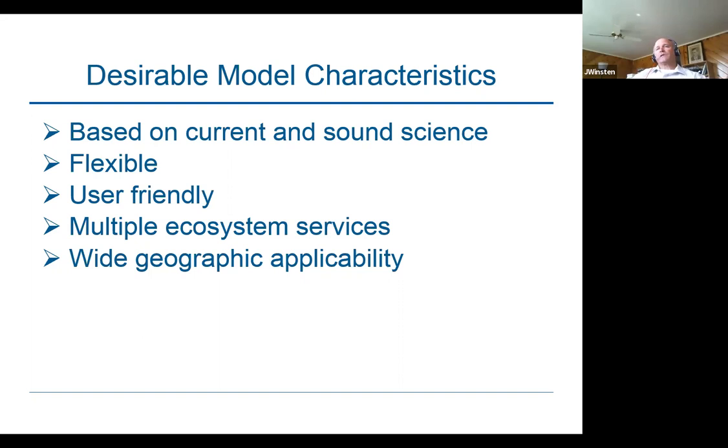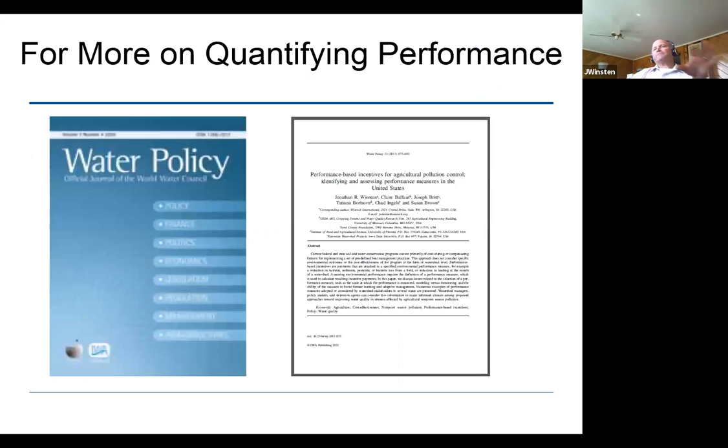If it could do multiple ecosystem services, and ideally if it could have a wide geographic applicability, so you don't have to have different models in different places. I think that's good, so I'll pause here. This is a paper that I could share with anyone who's interested. We did it 8 or 10 years ago about quantifying performance. So let me stop and ask if there are questions.